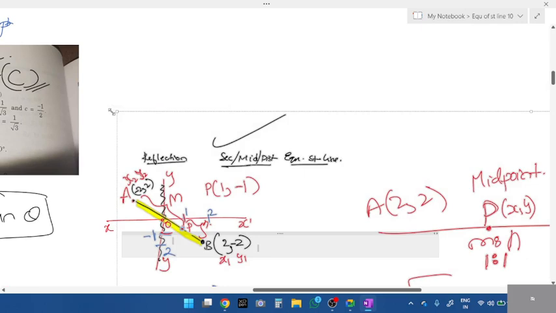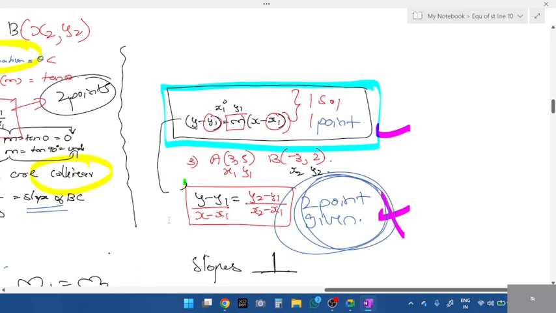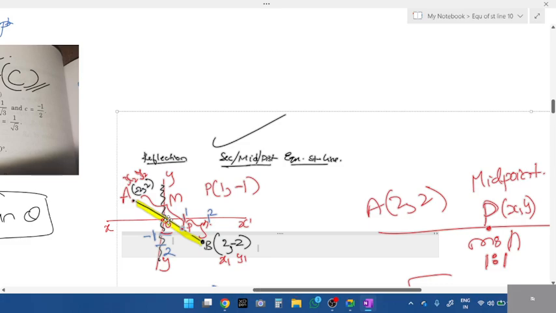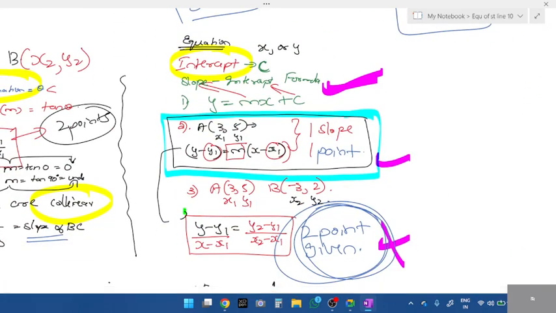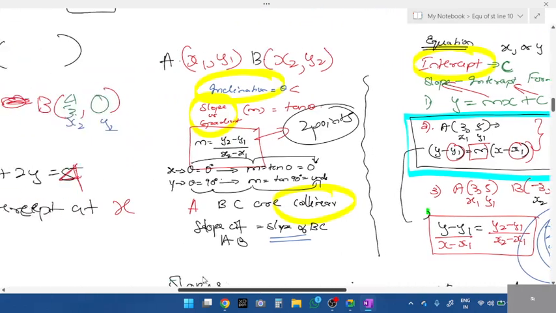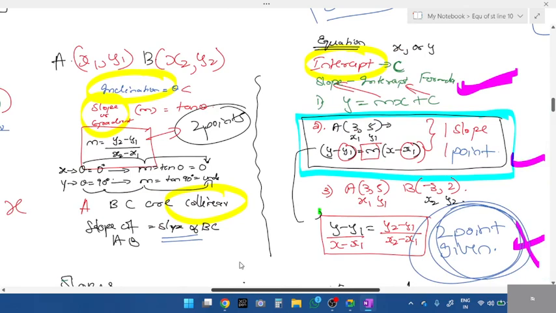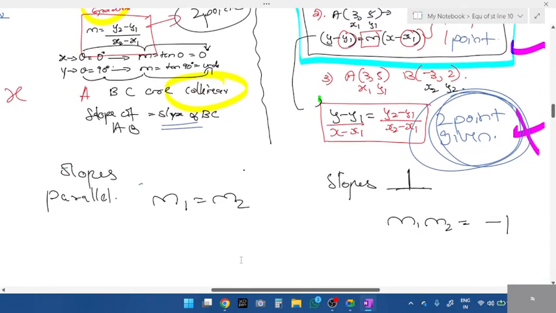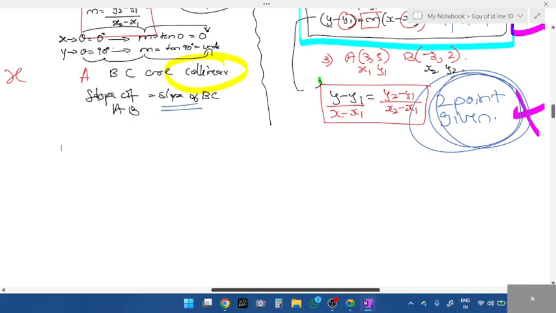Equation of a straight line. See, these are the formulas. Left hand side: find the midpoint and slope.